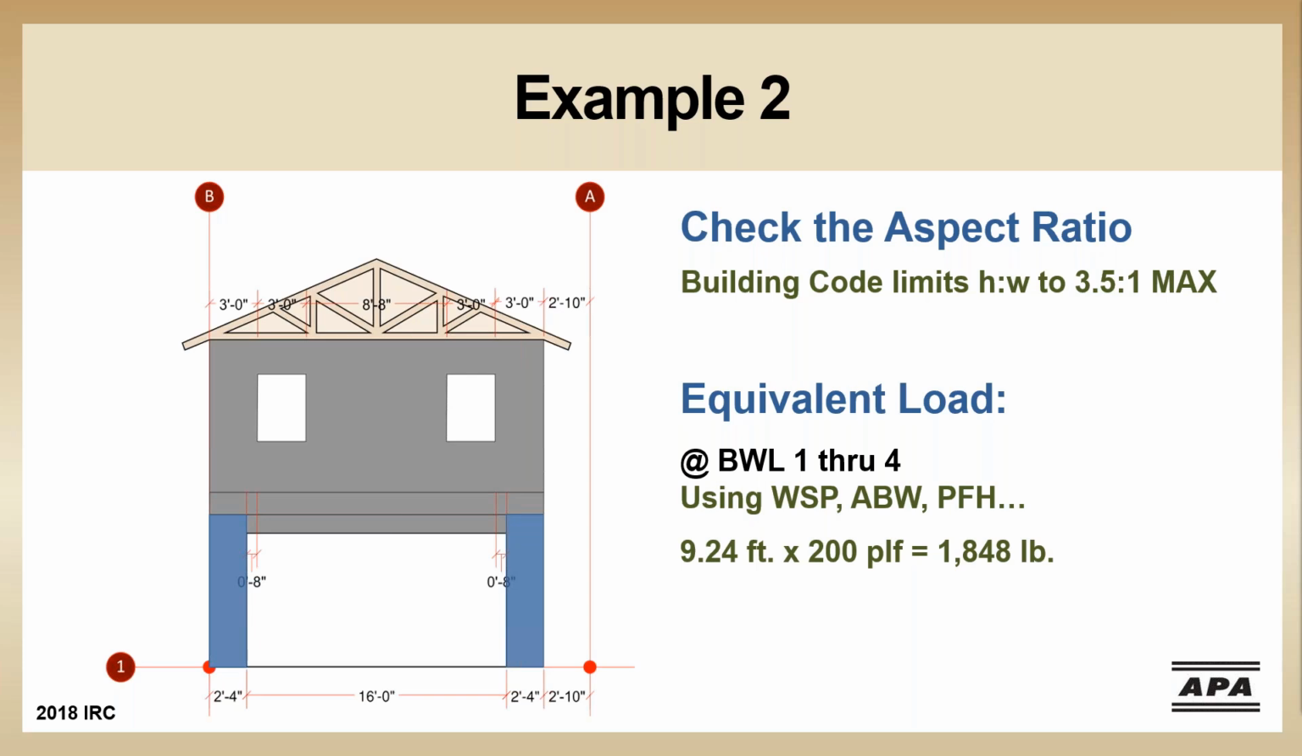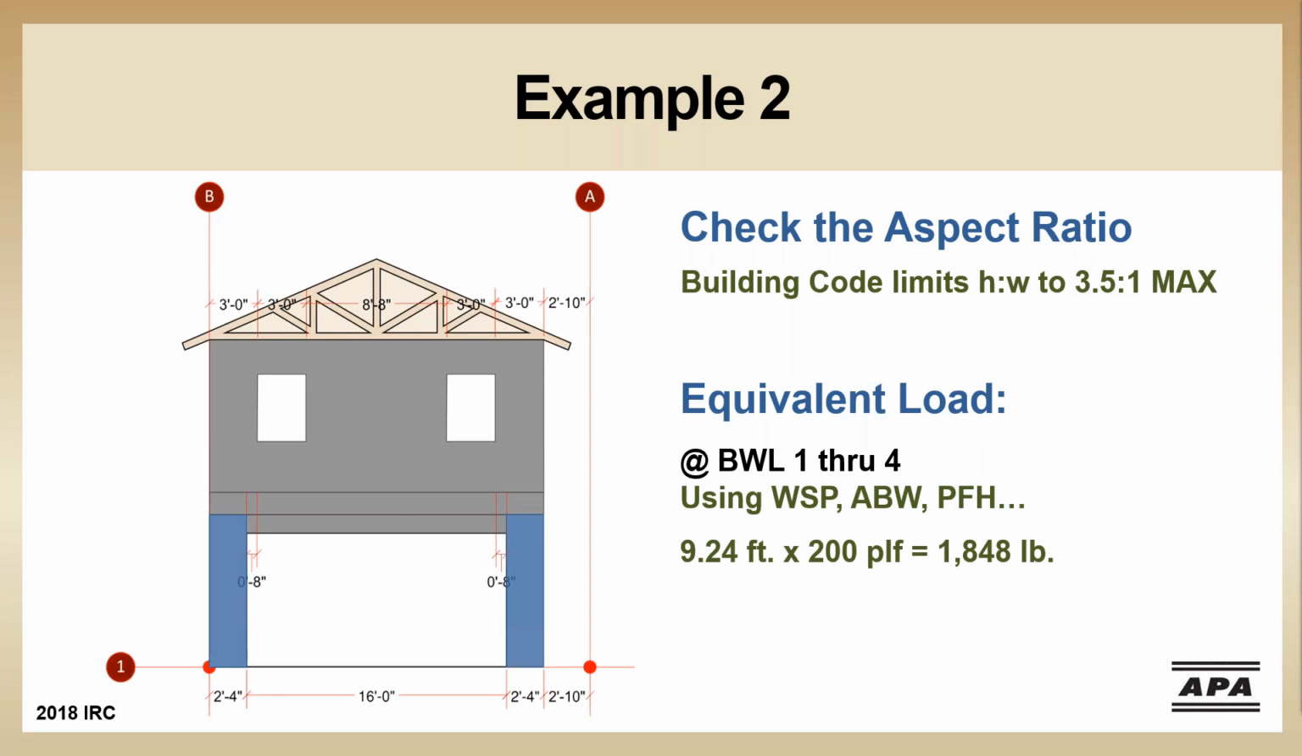Now, if we met that 3.5 to 1 aspect ratio, you could get an engineer to possibly design a shear wall for the equivalent load. Equivalent load is determined here based on the special design provisions for wind and seismic. That's a publication or a standard that's put out by the American Wood Council. 200 pounds per foot is the allowable load for a 3/8 category sheathing, edge nailed at 6 inches on center, as specified for the WSP, or wood structural panel method.